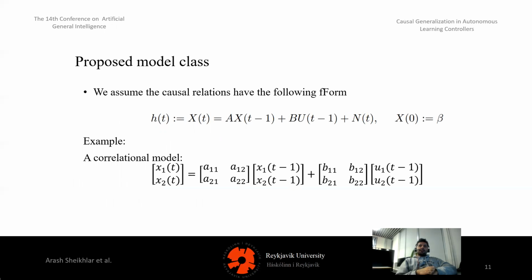The proposed model class for causal relations is a linear discrete state space equation. Matrix A specifies the relation between observables, and matrix B specifies the relation between observables and control inputs or manipulables. And this representation is common in modern control theory, but in that field, control engineers find A and B matrices using system identification tools, which are black box modeling methods. And those models are completely correlational, and therefore they cannot be generalized.